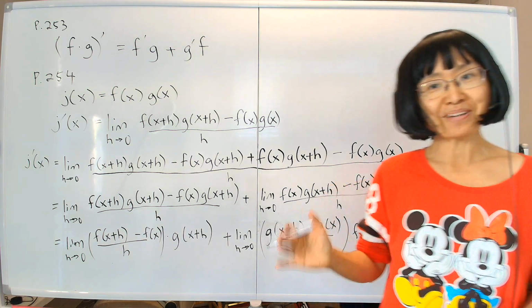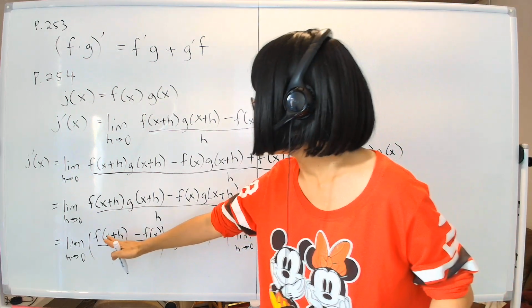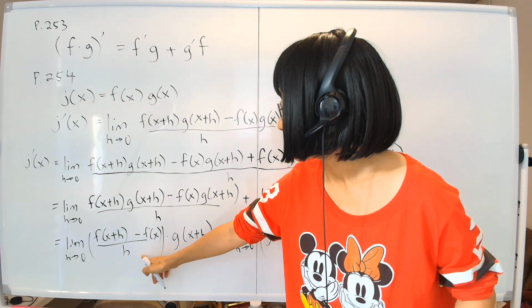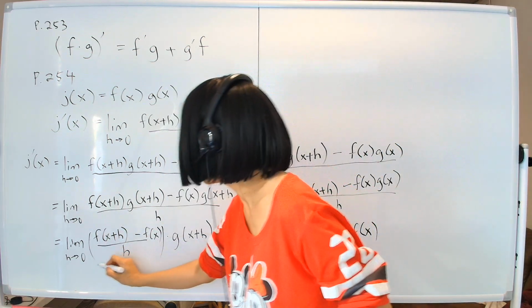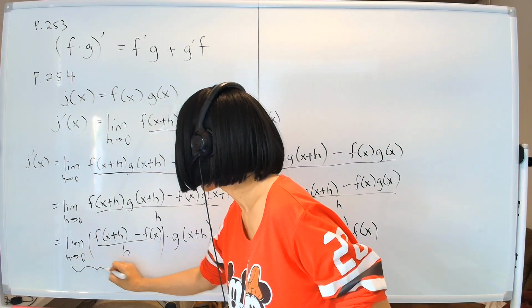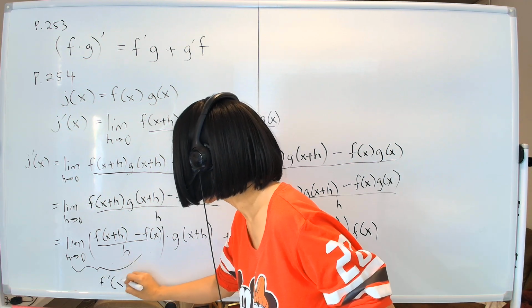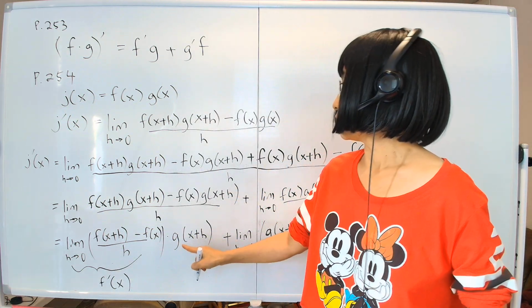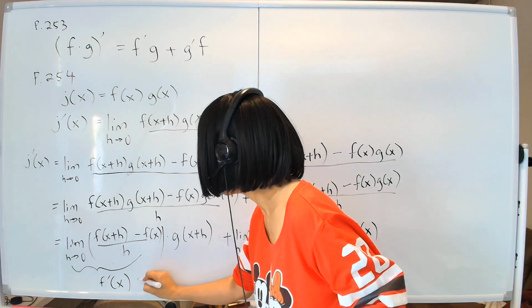Now here's where the magic happens. Now you look at this thing. The limit of these two things, what is that? That is the definition of f prime of x, this thing right here. Okay, so this is f prime of x. And as h goes to 0, this goes to g of x.